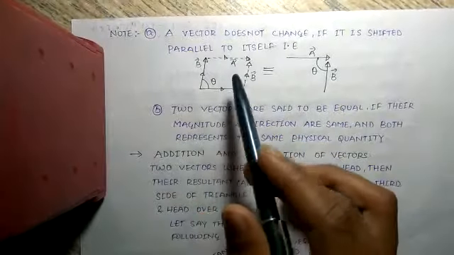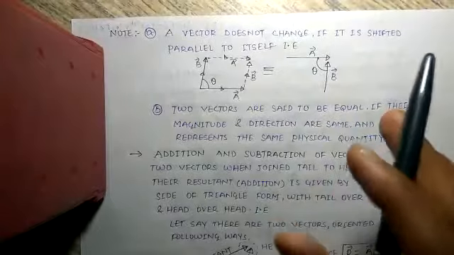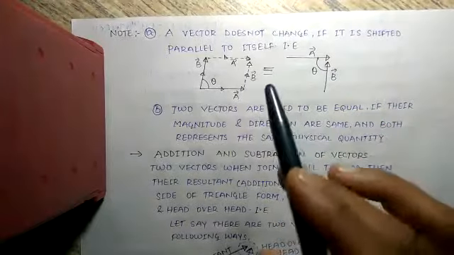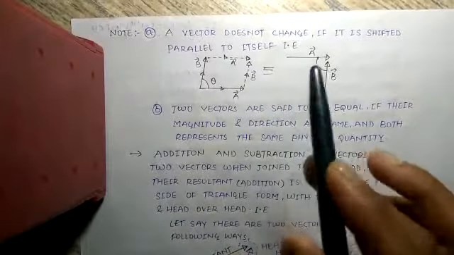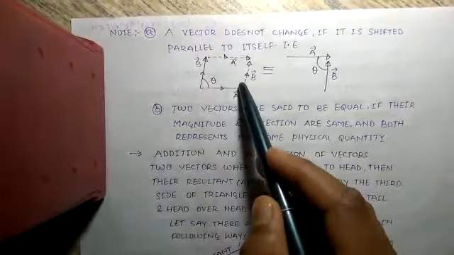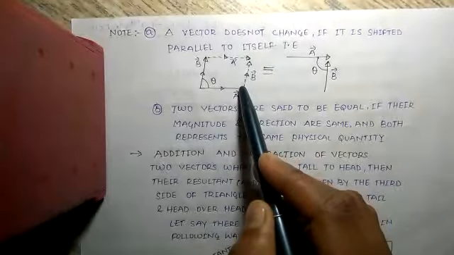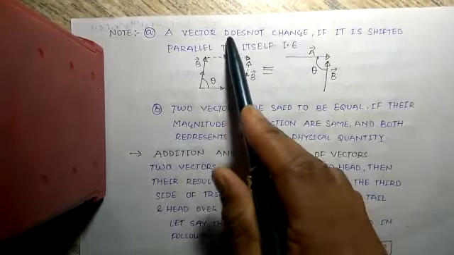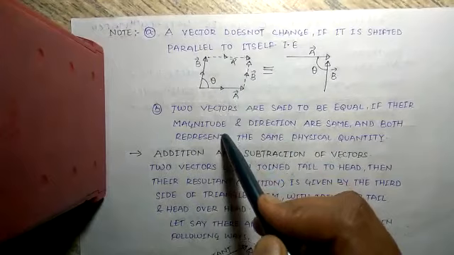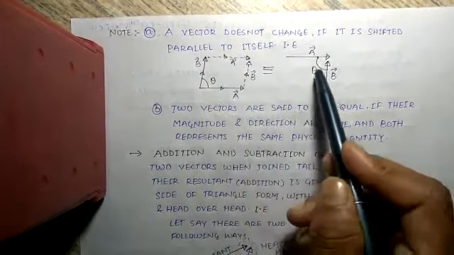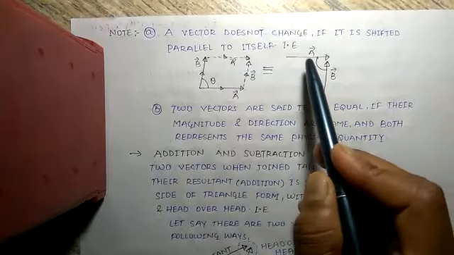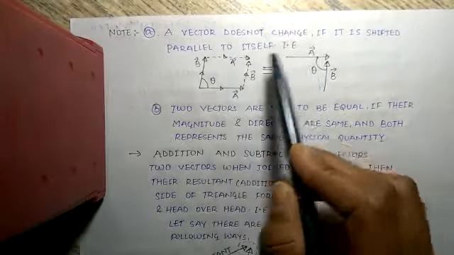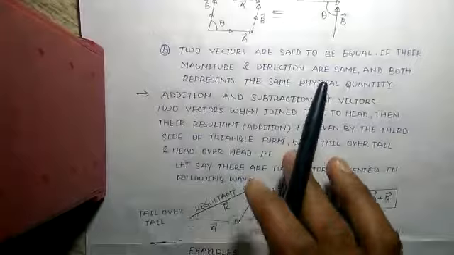Means we can shift any vector parallel to itself, either downward, upward, or anywhere, but it should be parallel to its original orientation. Means if a vector is oriented here, I can simply shift it above or downward. I have shifted it for the sake of convenience and understanding. Here I have shifted a vector upward and v vector towards rightward.